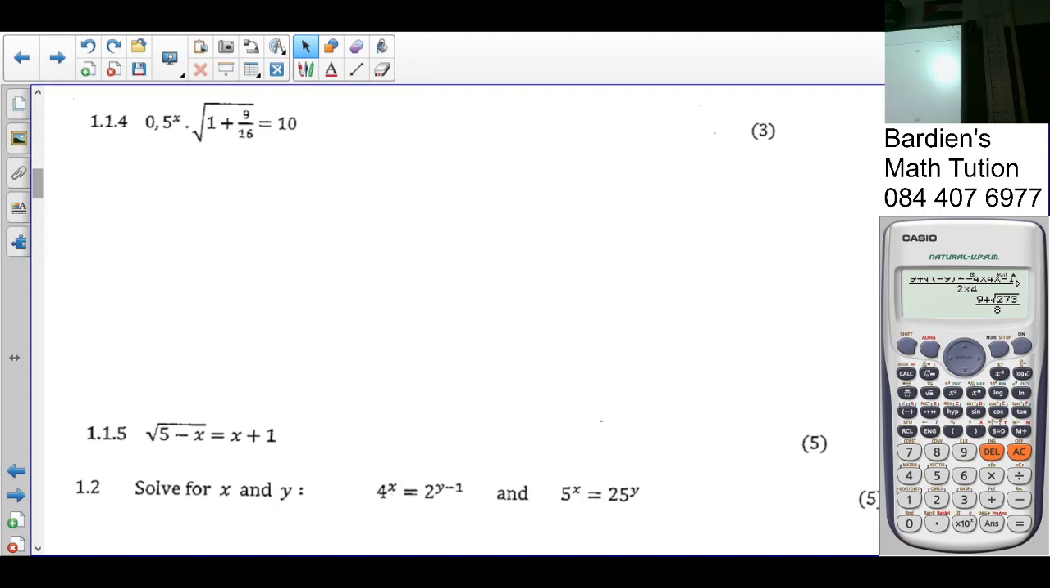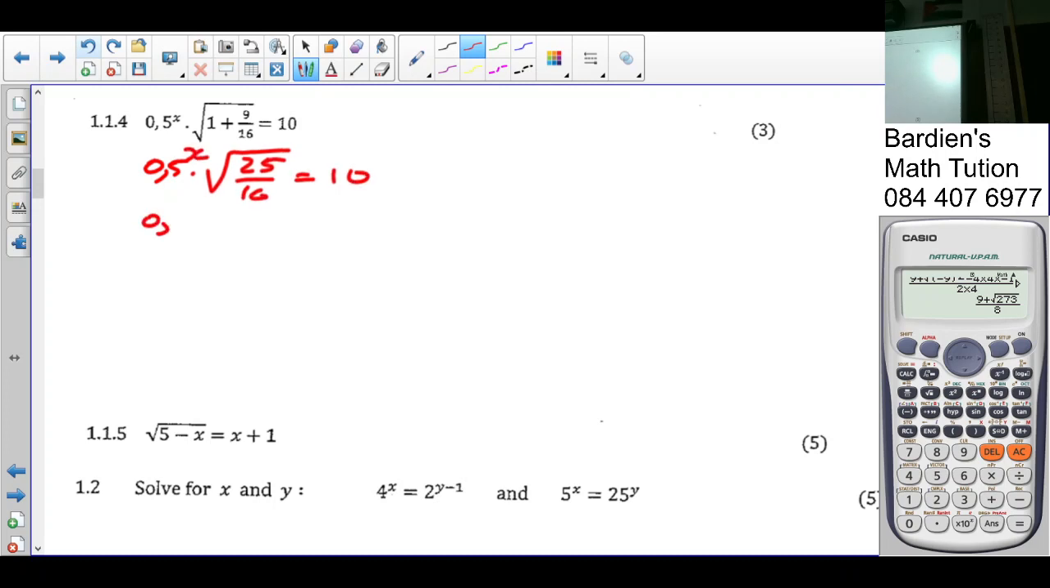What we can do first is we can sort out the bracket there. So that's going to give you 9 over 16 plus 1, which is going to be 1 and 9 over 16, which is 25 over 16. So it's 25 over 16 equals 10. What's the square root of 25 over 16? Then they give you the square root of 25? 5 over 4.